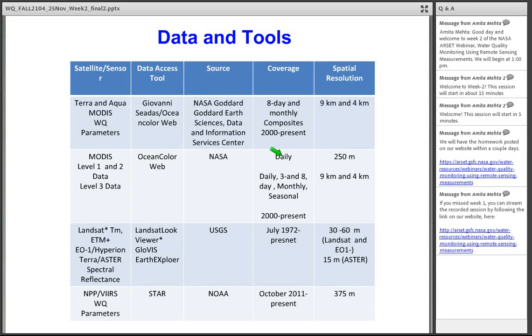There are daily, 3 to 8 day, and monthly composites, and these are also gridded data. Level 1 and 2 are the pixel level data.